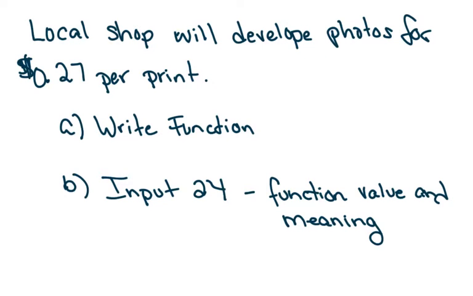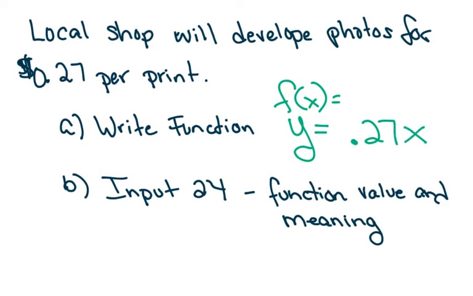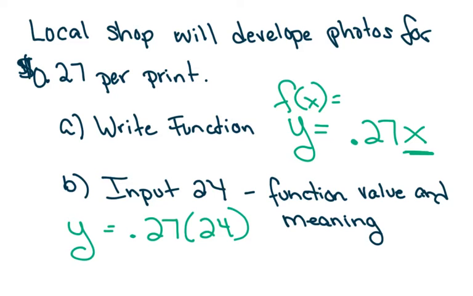All right, last one I want to go over is just a quick story problem. It says a local shop will develop photos for 27 cents per print. So we need to write a function for this guy. So y equals, okay, that starts our function, or you are welcome to write it as f of x equals. Okay, and if it's just 27 cents per print, it would be 0.27x. Okay. The second part asks us to do an input of 24. So on that input of 24, since it's an input value, it just goes in where x is. So we'd have 0.27 times 24, and what it should be giving then is our output. Again, you can write that as y or f of x.